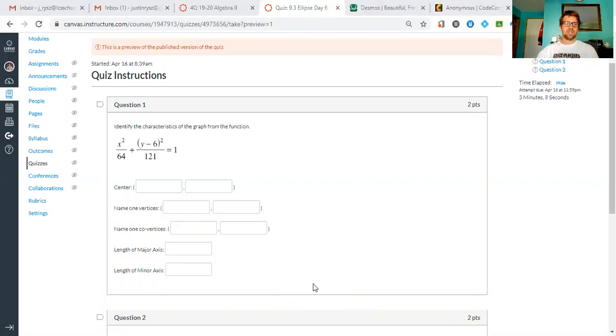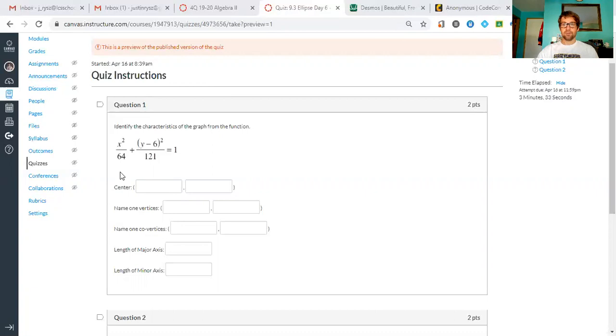So today what we're going to do is we'll look at an equation and determine the characteristics of it. So what is the center of it? We're going to try to name one of the vertices, one of the co-vertices, and then the length of the major and minor axis. So we're no longer naming the equation. We are getting the information from the equation. So going backwards from what we've done the last couple of days.